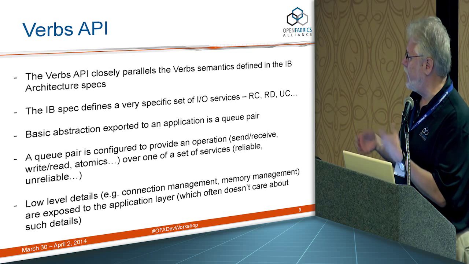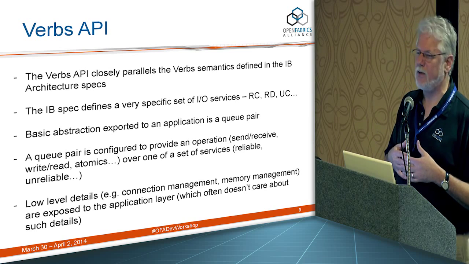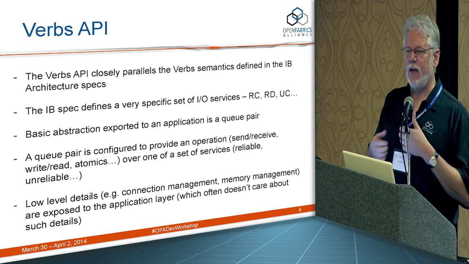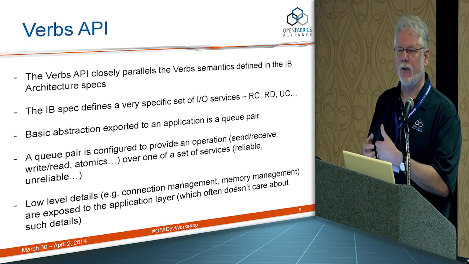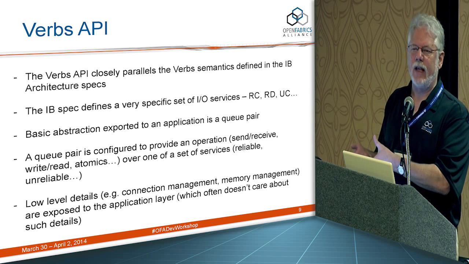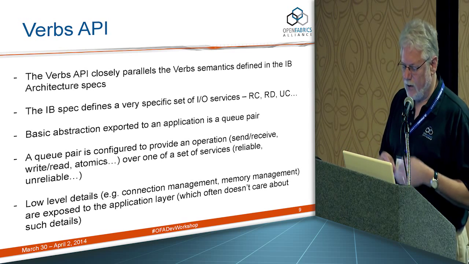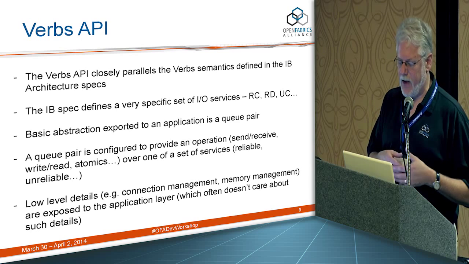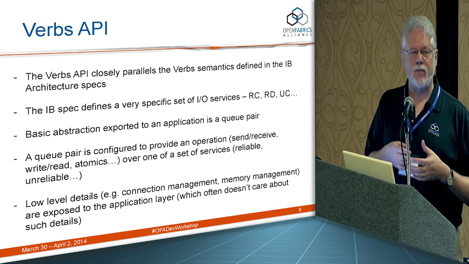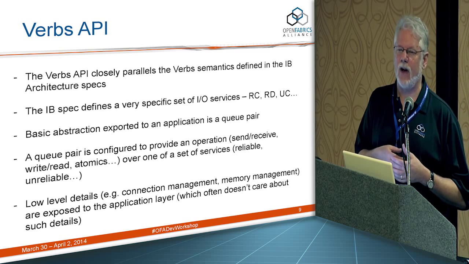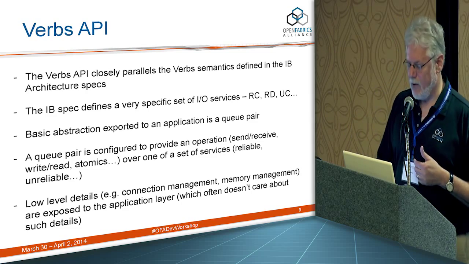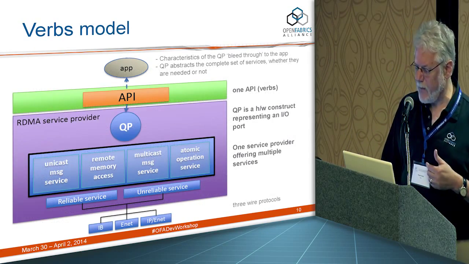This queue pair is configured to provide some set of operations based on the set of services that are available from the underlying fabric. And we've done some backflips with other fabrics in order to make those services available on those fabrics, even though they didn't natively support it. So low-level details are also exposed to the application layer. And in some cases, those low-level details are of interest. In most cases, or many cases, they are not. So we may be exposing too much to the application layer beyond what he really wants to see.